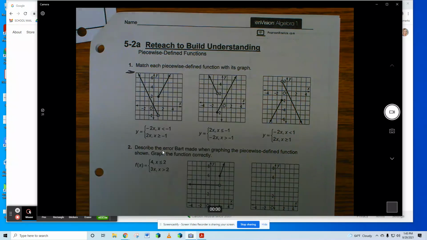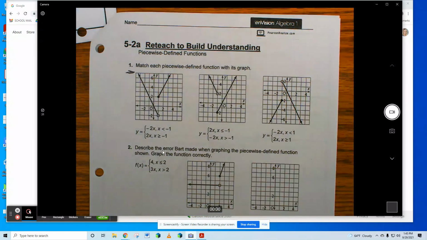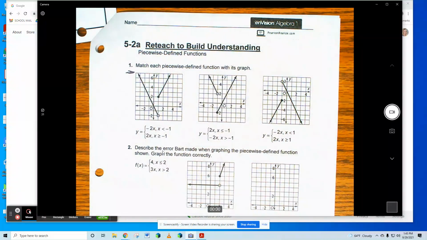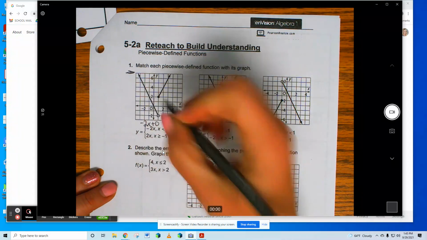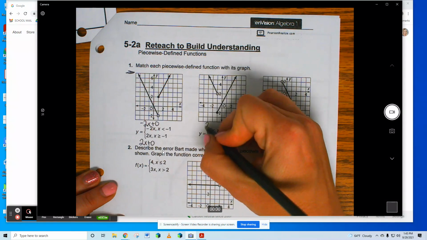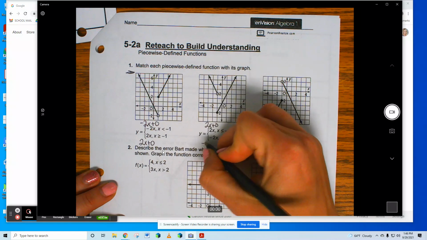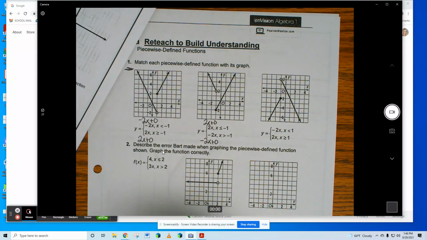So your first job will be to actually graph these lines. All of these y-intercepts are 0. Negative 2x plus 0. 2x plus 0. 2x plus 0. Negative 2x plus 0. All of the y-intercepts are 0 because it didn't give me 1. Okay, I'm going to stop the video.